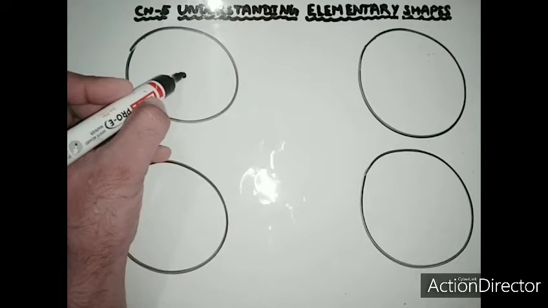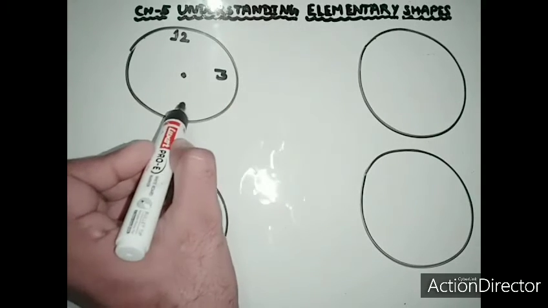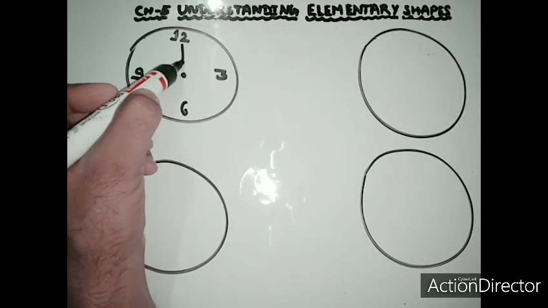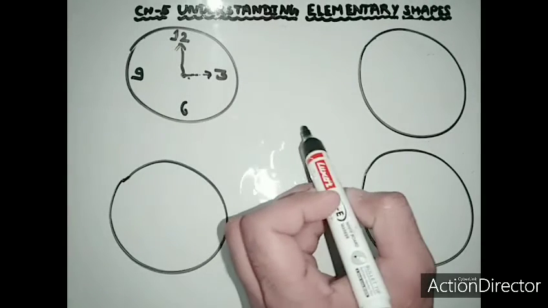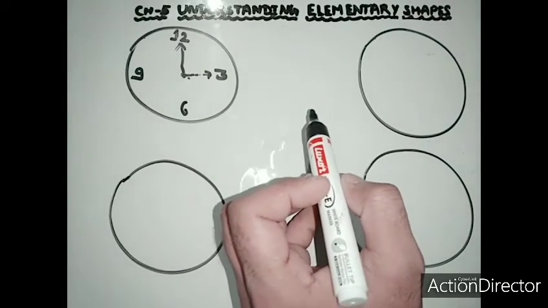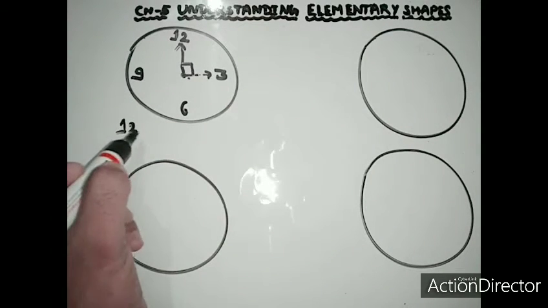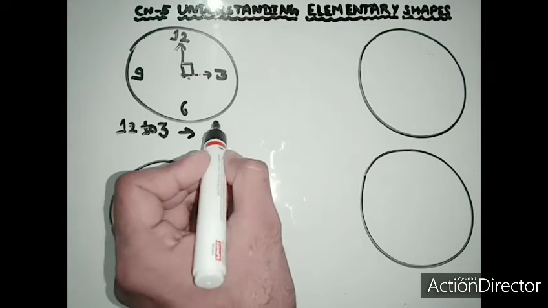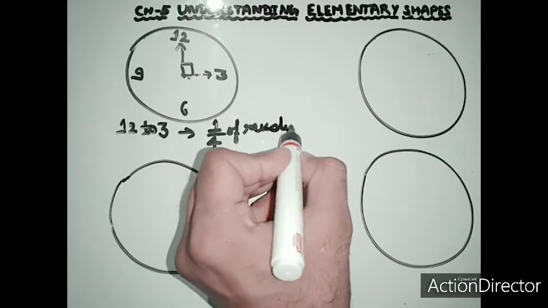So now here we take the first case, and here we write 12, 3, 6 and 9. When the minute hand moves from 12 to 3, right, it means it moves 1 upon 4 of a revolution.